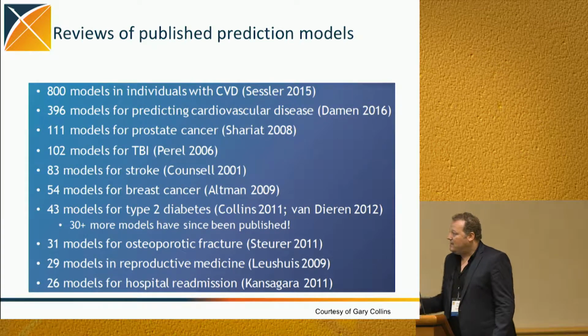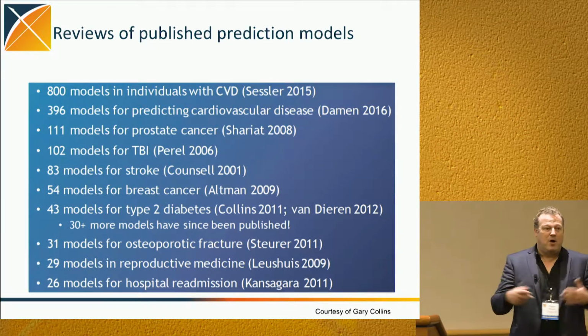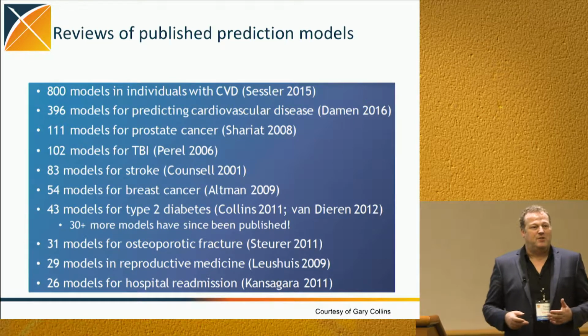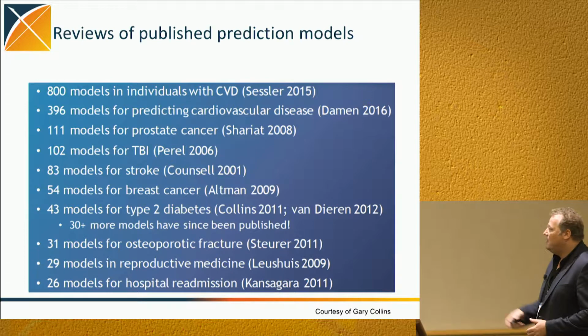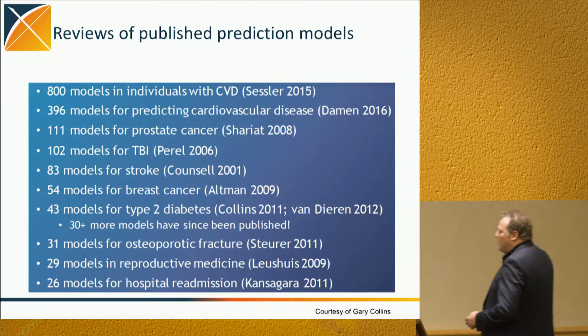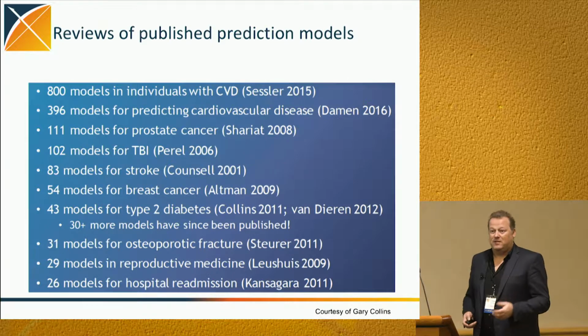Also, this slide gives you an overview of the number of models that are being developed in certain disease areas. So cardiovascular disease, 800 models, a large amount of models. And the question is how many of these models actually end up in clinical practice.